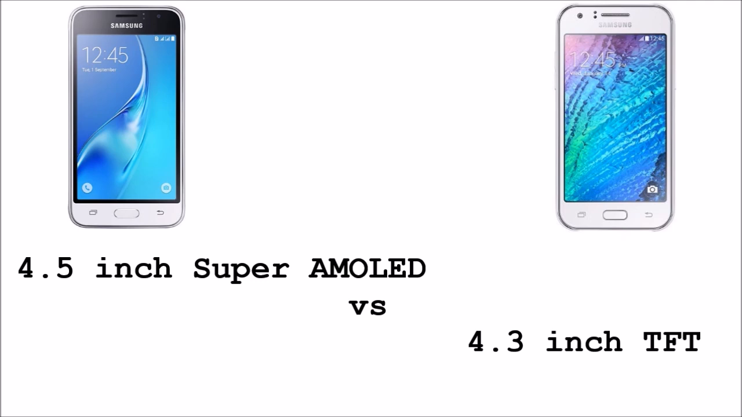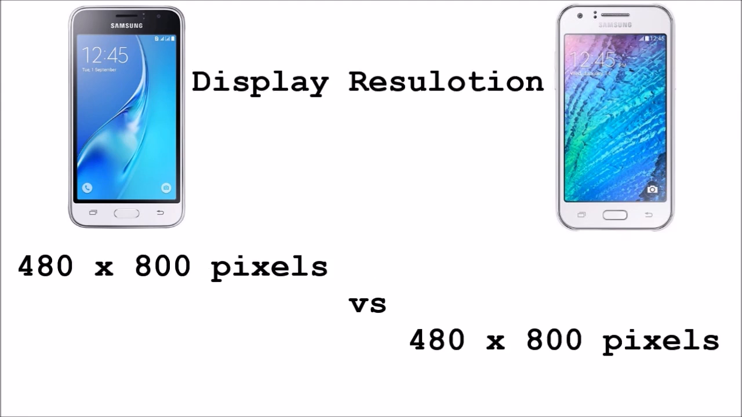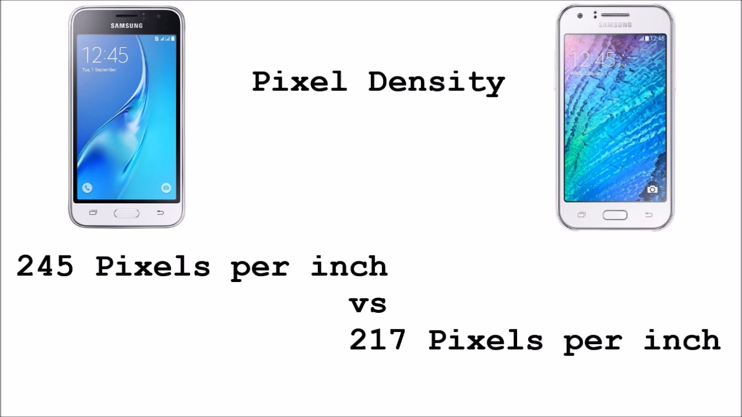Starting off with the display, the J1 2016 got a 4.5-inch Super AMOLED display while the J1 2015 got a 4.3-inch TFT display. As for the resolution, both phones have a 480 by 800 pixel screen. Coming to the pixel density, the J1 2016 got 245 pixels per inch, while on the J1 2015 the pixel density is 217 pixels per inch.